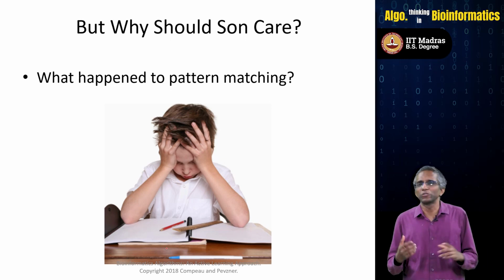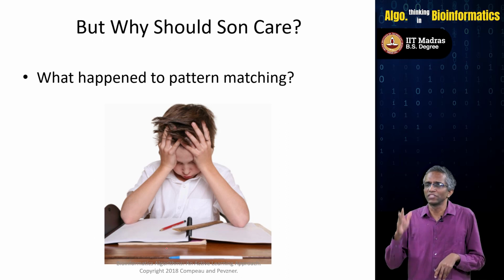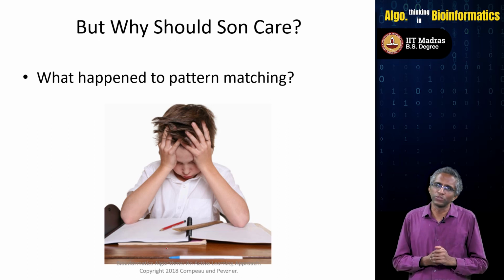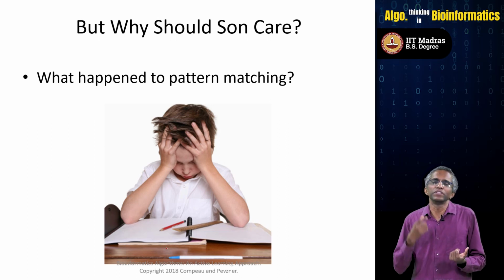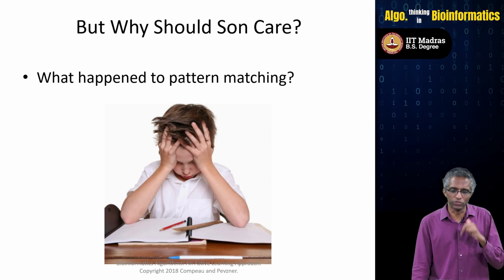I mean, let's get back to pattern matching. Can we use the Burrows-Wheeler transform, the first and the last column, to actually do pattern matching, okay? Given a pattern, find if it is present in the genome using the first and last column of the Burrows-Wheeler transform, okay?